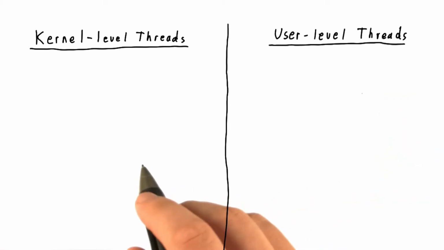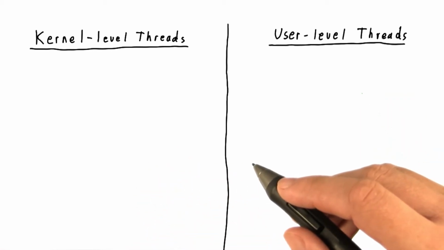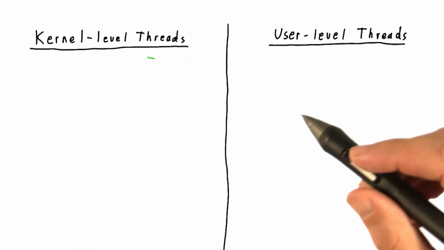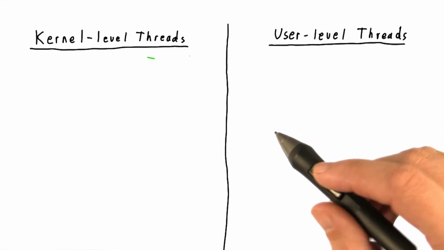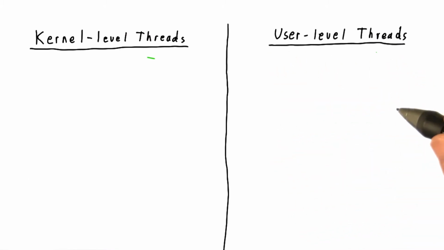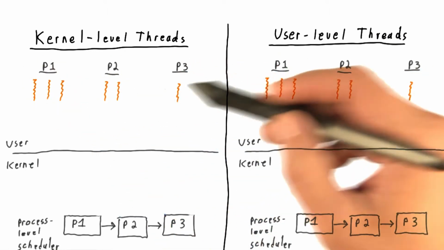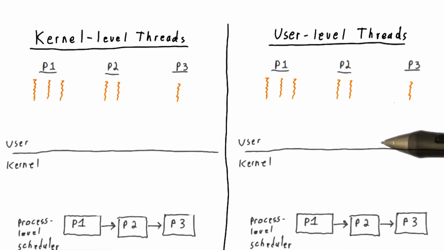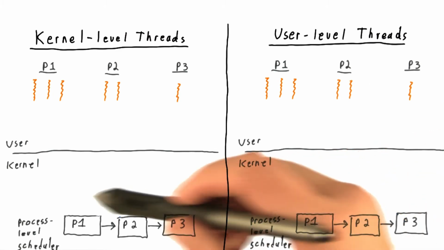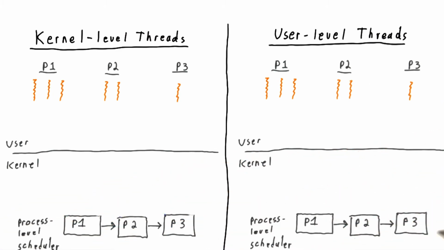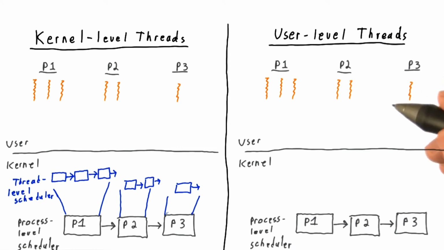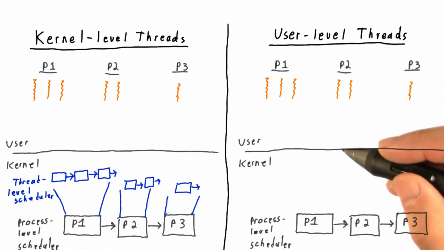Before we implement our threads library, I want to clarify some important distinctions between kernel-level threads, such as pthreads or POSIX threads, and the user-level threads that we'll implement as part of this project. In both cases, let's say, we have multiple processes, each with multiple threads inside them, and of course we have a process-level scheduler inside of the kernel.